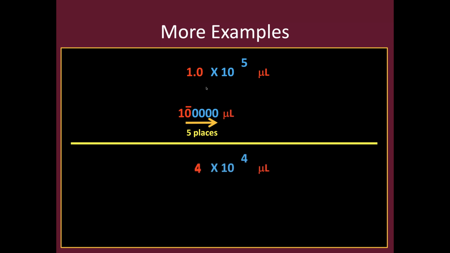Okay, another example. 4 times 10 to the 4th, easy peasy. You've got 4, and that's all you have. All you need now are 4 places to get you back to the ones place. So that's dealing with large numbers, putting them into and taking them out of scientific notation.